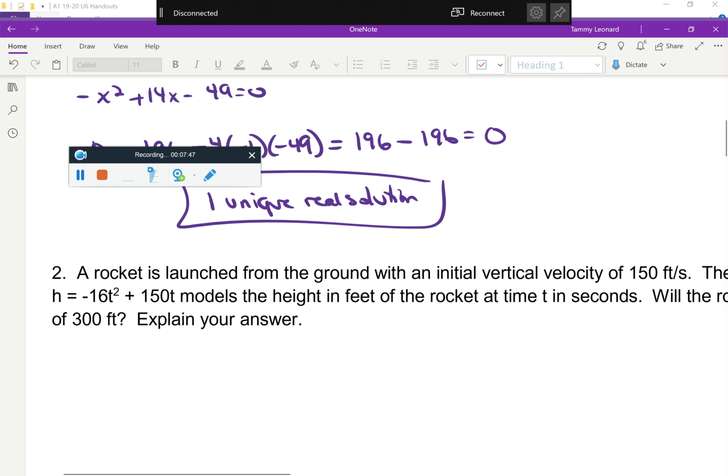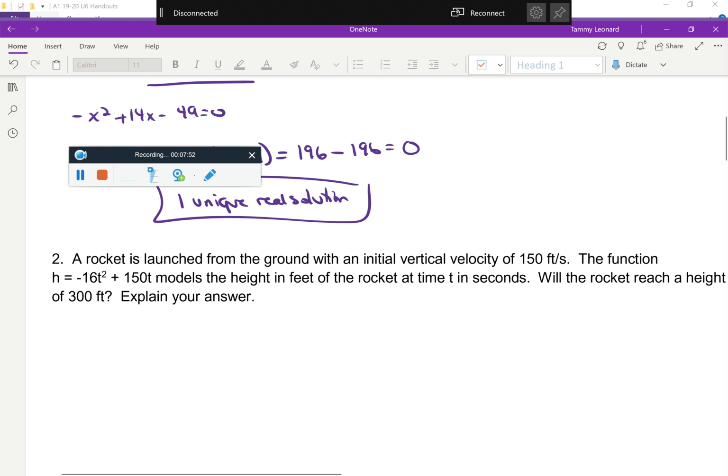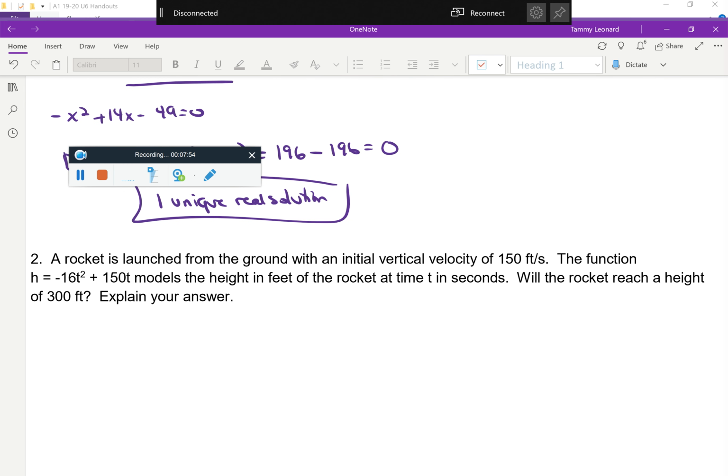Next, number 2. So before I do number 2, I'm going to tell you a little story. I'm not going to put it in the recording, partly just because it takes a long time. So I'm going to stop my recording.